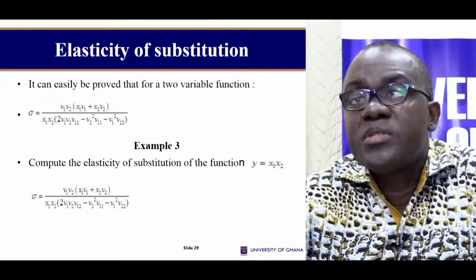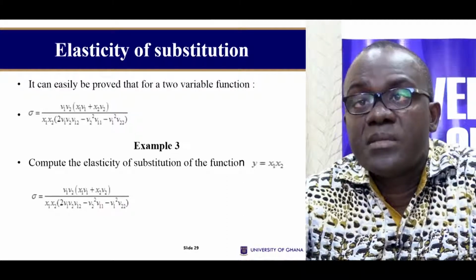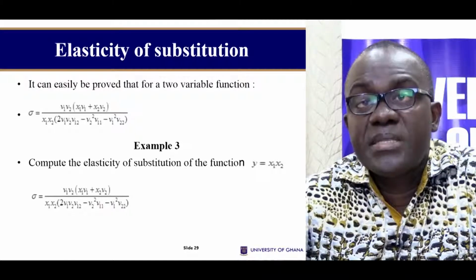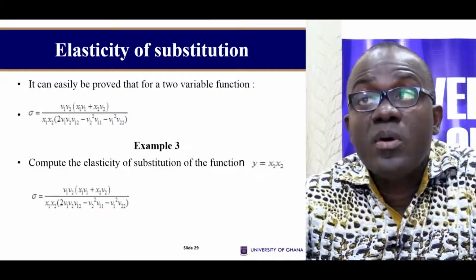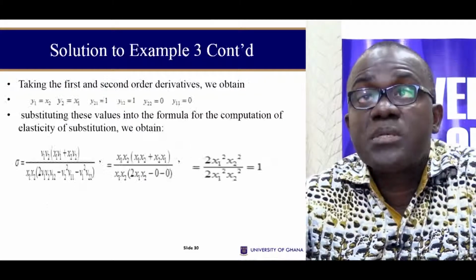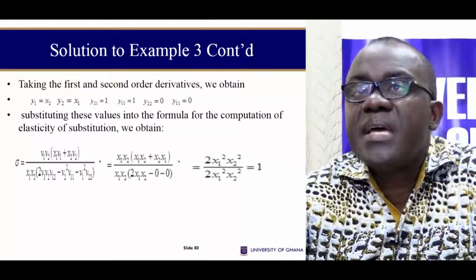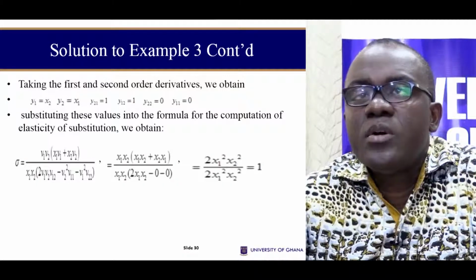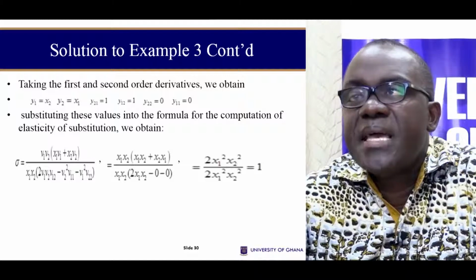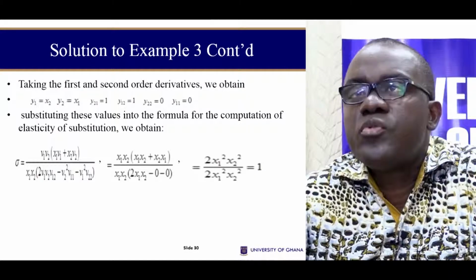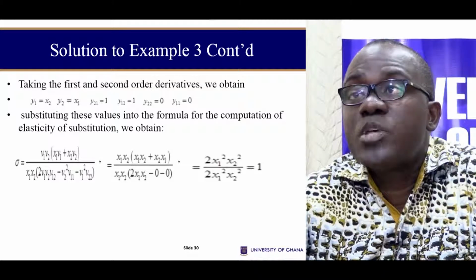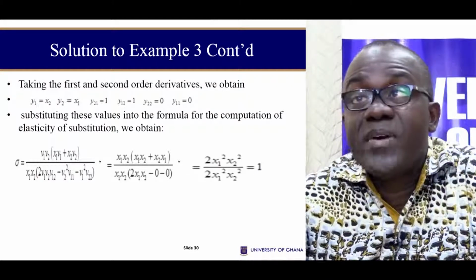Let's compute the elasticity of substitution for this simple function. We know this is the formula for calculating the elasticity of substitution for a simple function with two variables. So these are the first order derivatives and the requisite derivatives. We know this is the formula. And when we substitute the appropriate variables that we have over here, we are going to get the elasticity of substitution to be 1. This is a very beautiful function. I will not explain why it's equal to 1.